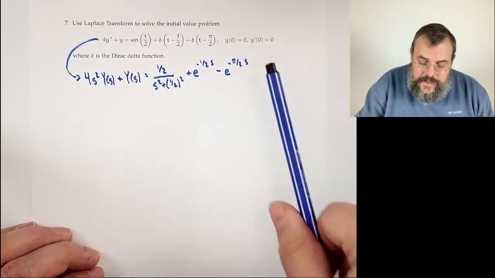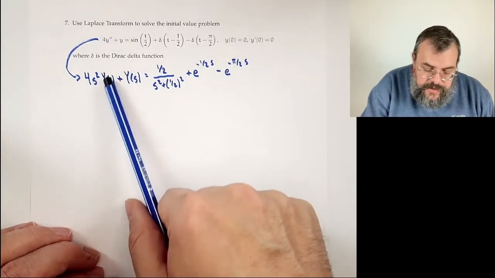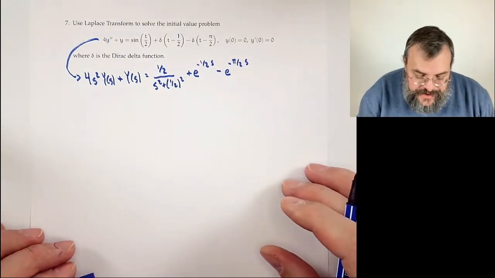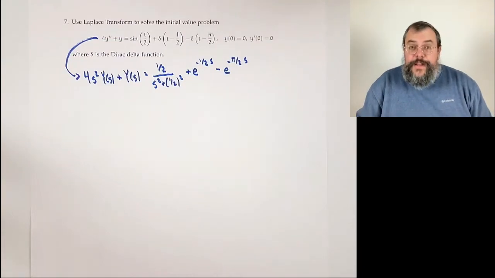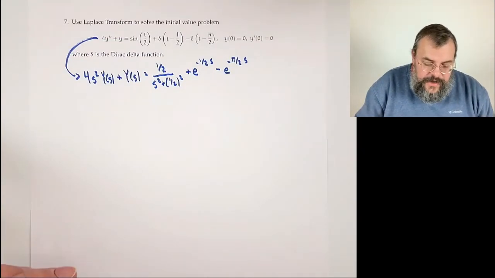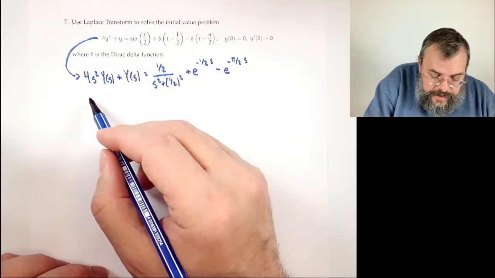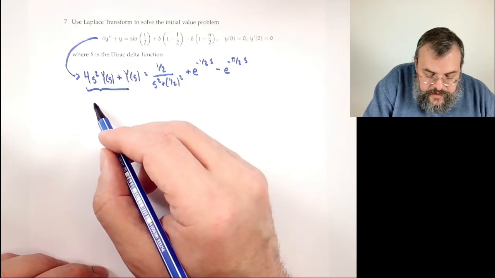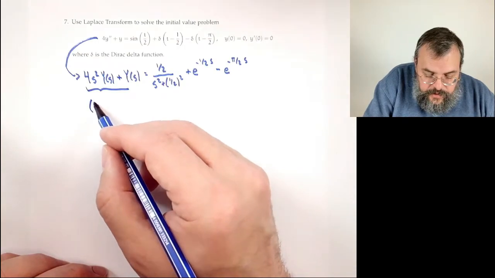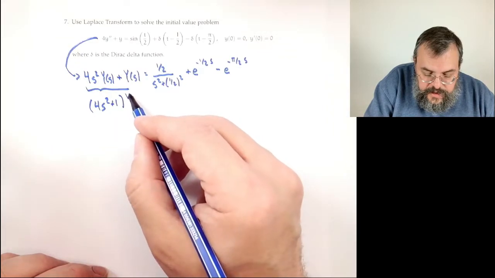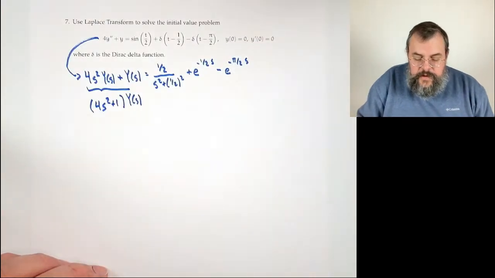Good. And the initial conditions are showing up in that there's nothing here. And so we like zeros as initial conditions. Makes things a little bit nicer. A little bit, yeah. Okay, so we have on this part, well, this is 4 s squared plus 1 times Y of s.